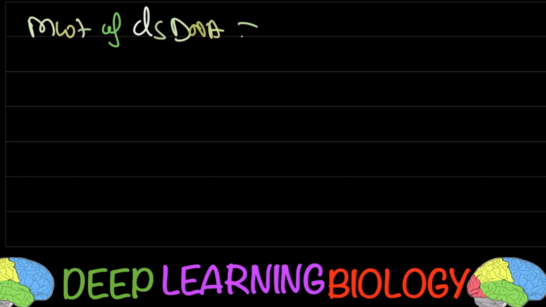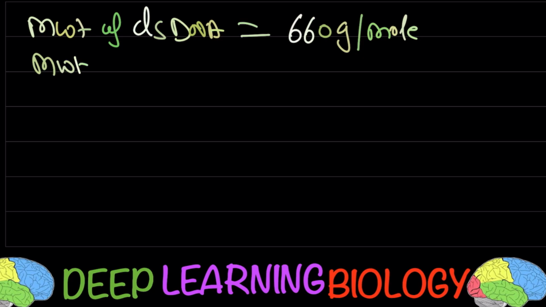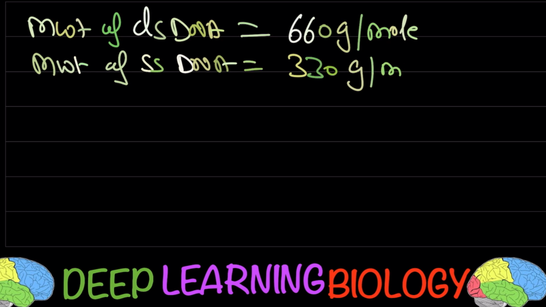It is equal to 660 gram per mole. Keep in mind, the molecular weight of double stranded DNA is 660 gram per mole. And the molecular weight of single stranded DNA is half, 330 gram per mole. Hopefully you know, 1 mole of any substance is going to have 6.023 into 10 to the power 23 molecules.